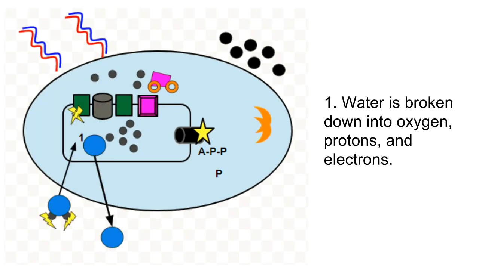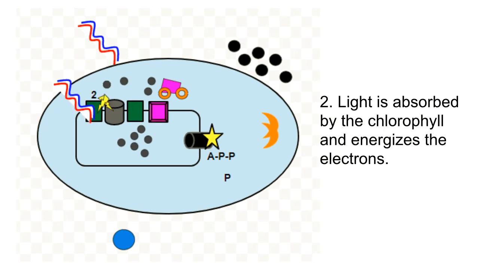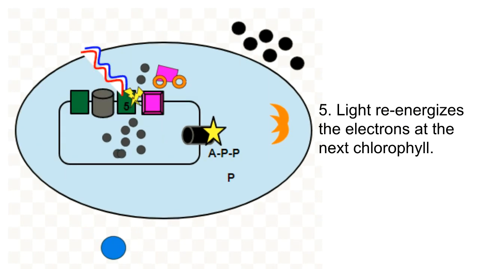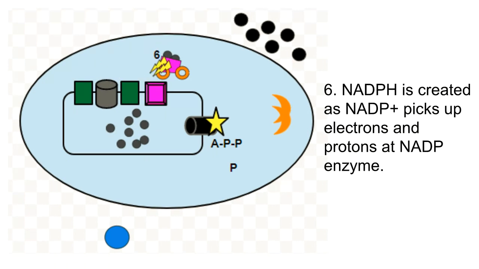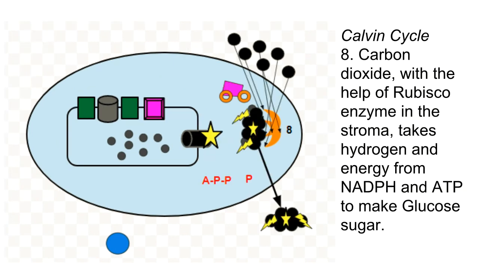So if we just go fast here, 1, water is broken down. Step 2, light energizes the electrons, power the pumps, the protons get pumped, light re-energizes the electrons, we get NADPH as it picks up the electrons, we get ATP as the protons go out of the thylakoid through ATP synthase, and finally we get glucose as carbon dioxide comes in with the help of enzymes, picks up electrons and protons and energy from ATP, and we end up with glucose.